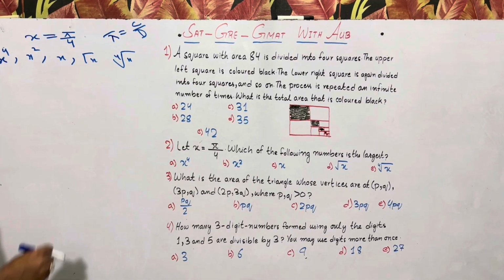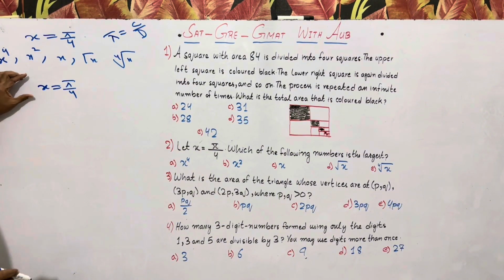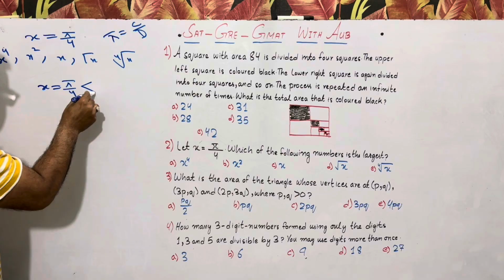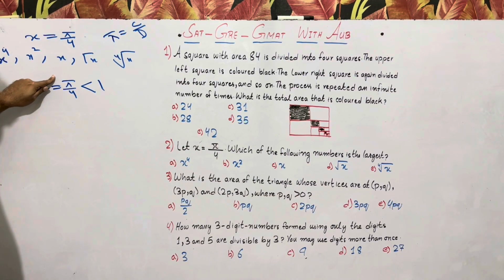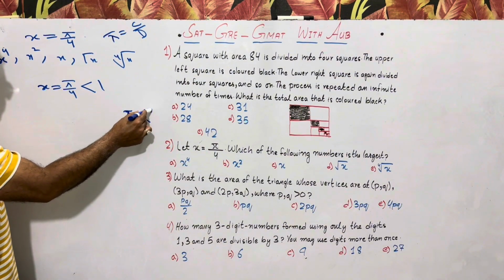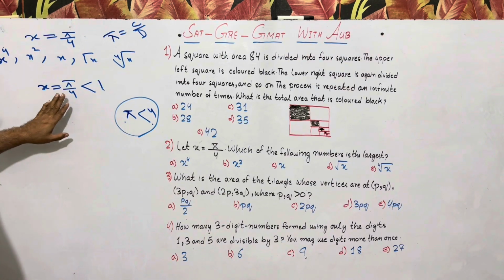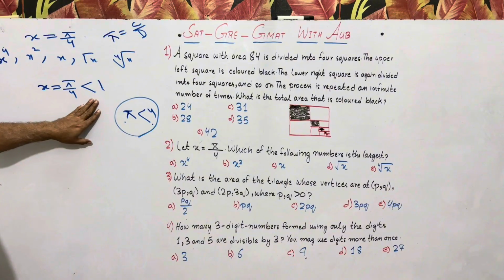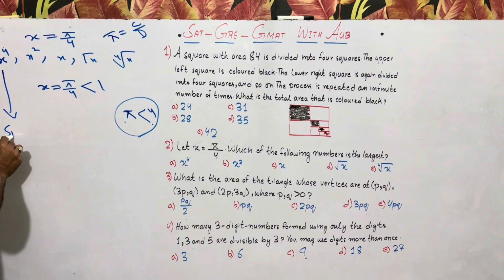X is equal to pi over 4. If you get a glimpse of this one, this is a ratio less than 1. The value of x is less than 1, because pi is 3.14 divided by 4. The numerator is less than the denominator, so we can easily conclude that this fraction is less than 1. Then x to the fourth is the smallest quantity.